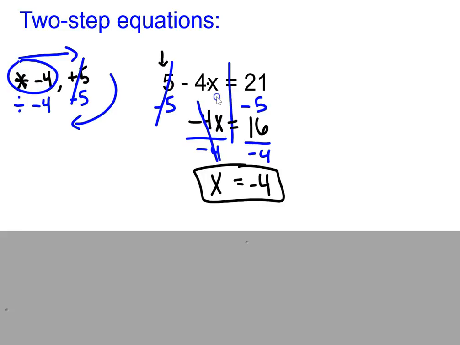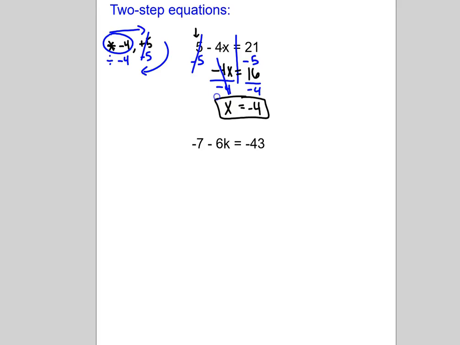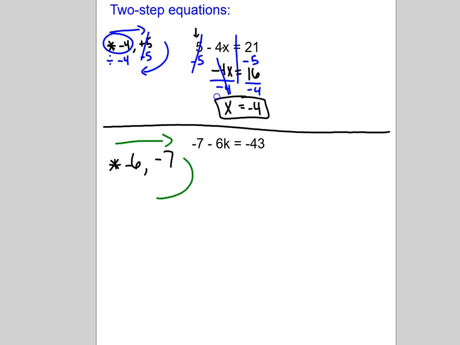One more example. -7 minus 6k equals -43. Again, starting at k, what's happening to the k? K is being multiplied by a -6, and then we're adding, or just technically subtracting 7 to that whole side, because it's a -7. So to undo those things, again, one last time, we thought this way, and we need to undo this way.